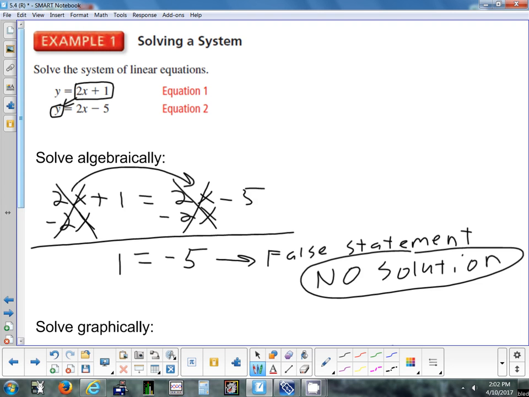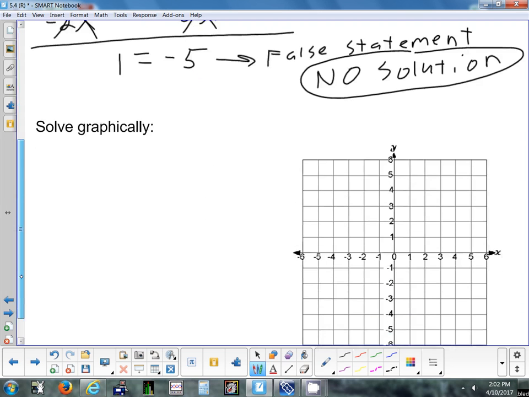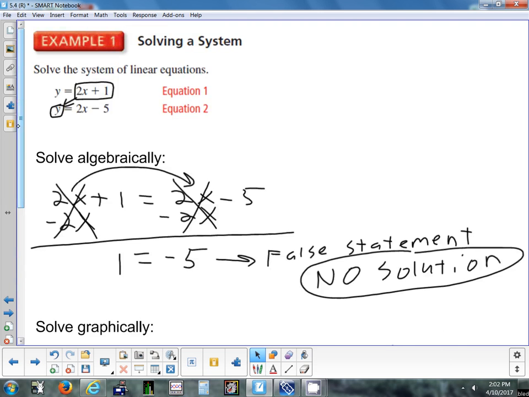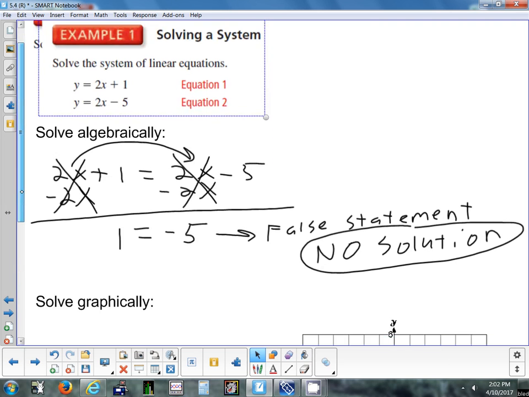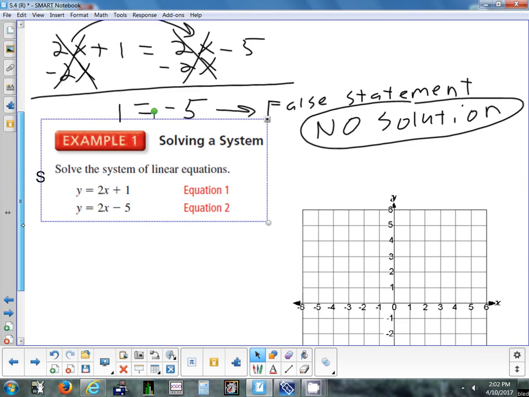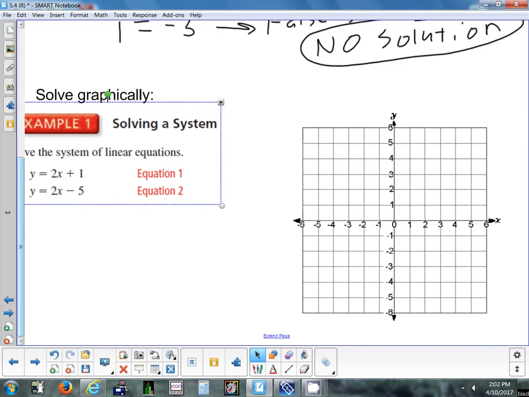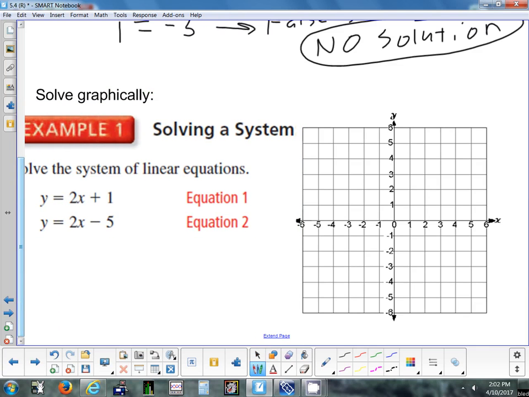All right, let's look at solving it graphically. What are we already expecting to happen? It's going to be a no solution, and what does that look like? We're looking for parallel lines. So I'm just going to copy this so I can see it. Okay, can somebody tell me, how do I graph the top equation? What's my first step?